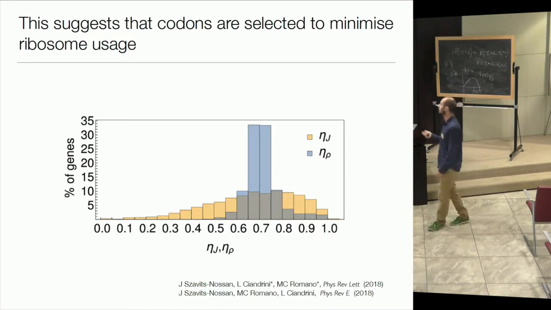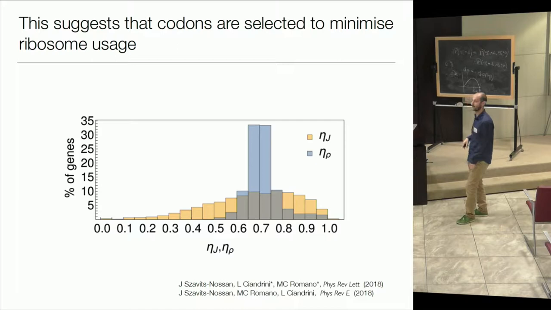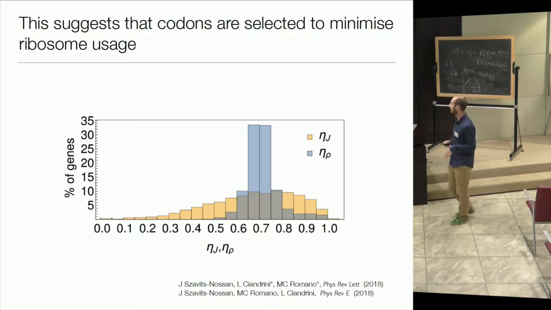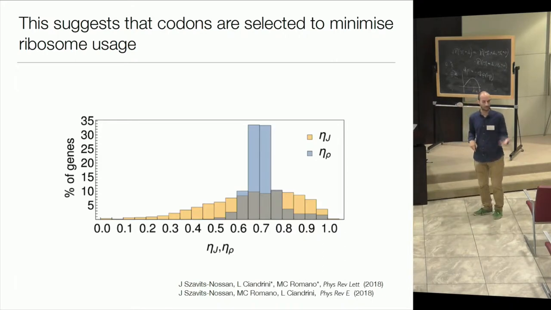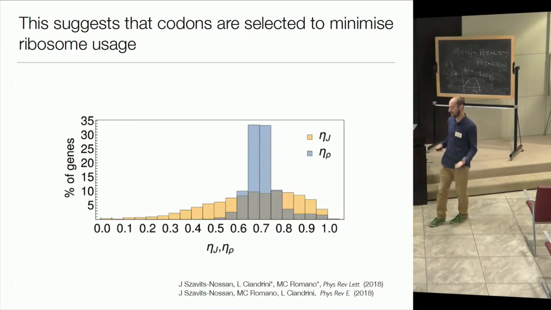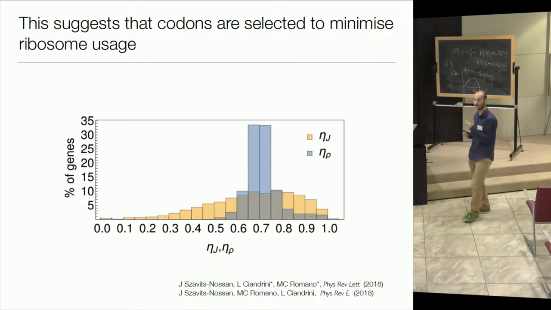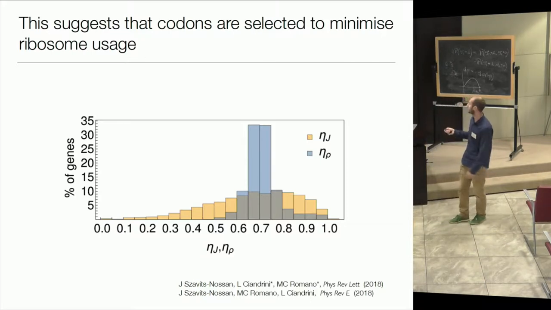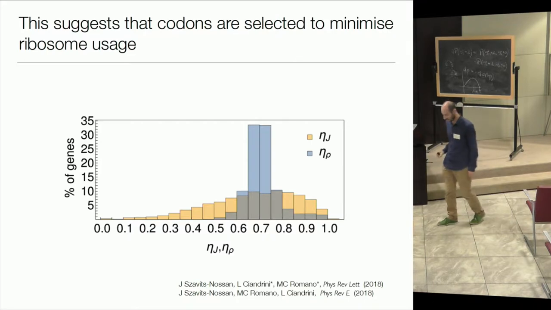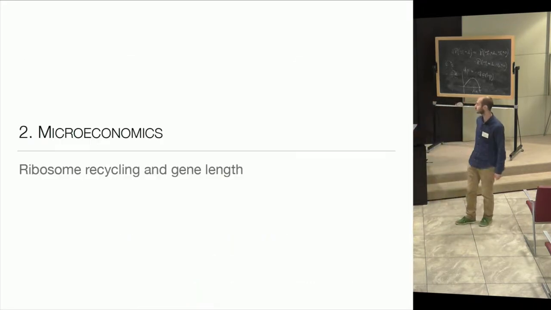So this could actually suggest that codons are selected to minimize ribosome usage. That's the part that I skipped. I can talk to you about that over coffee or lunch if you want. Actually, I think there are preliminary results that the ramp of codons can emerge if you are trying to make an evolution of codons and impose this constraint for the density for the current.